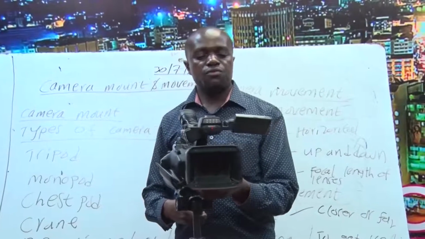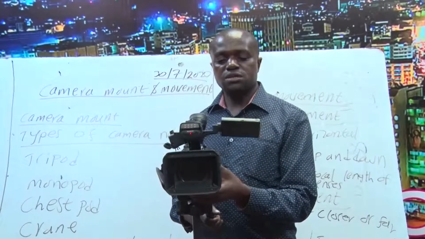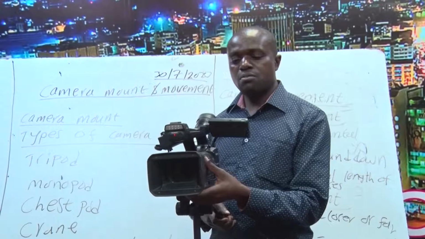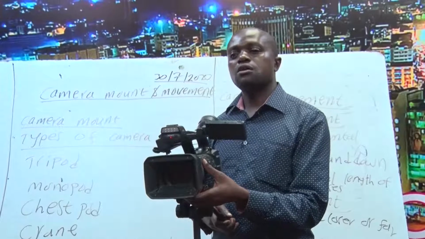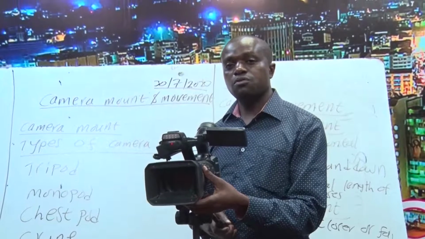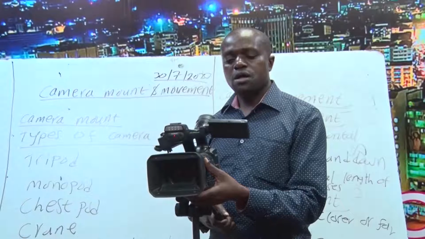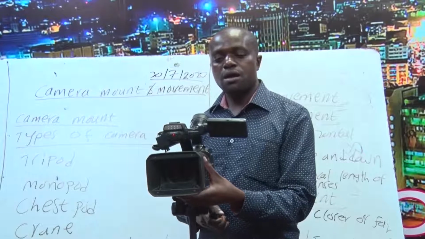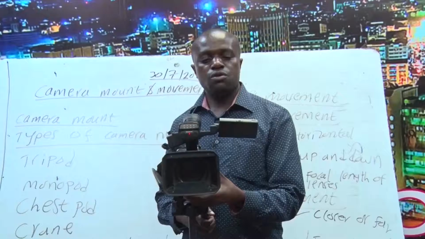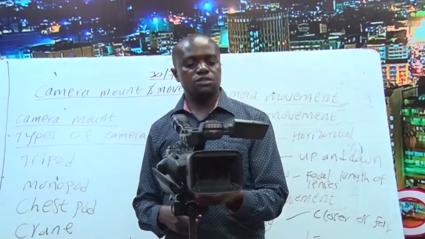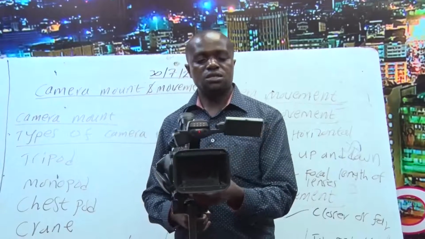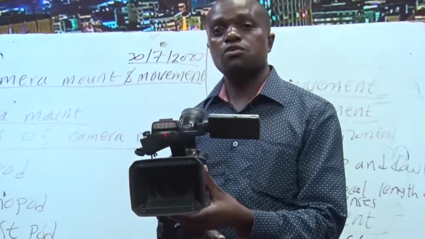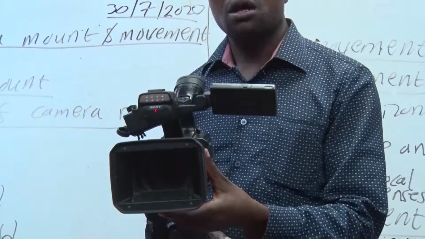Or else, if your subject is on the right hand side, you can still pan your camera to the right hand side in order to get the most appropriate depth of field, or else to get the most appropriate theme of your subject. So simply, when you're talking about camera panning, it is whereby you are moving your camera either to the left or to the right side in order to come up with the most appropriate shot.